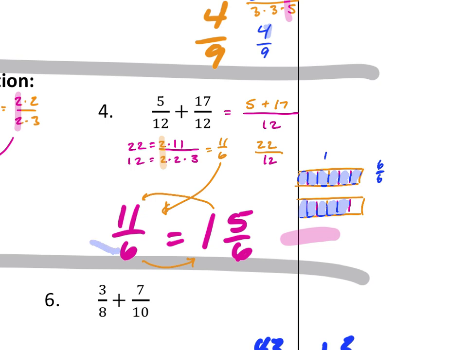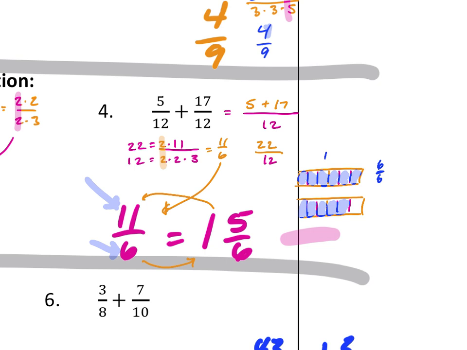That's what the denominator tells us, how many it takes to make a whole. So if you've never heard that before, you're going to want to write that down somewhere. The denominator tells you how many it takes to make a whole, how many pieces, and the numerator tells you how many pieces you have.